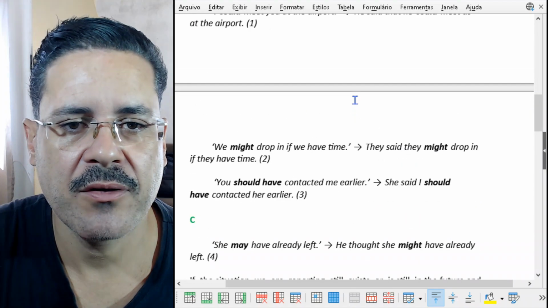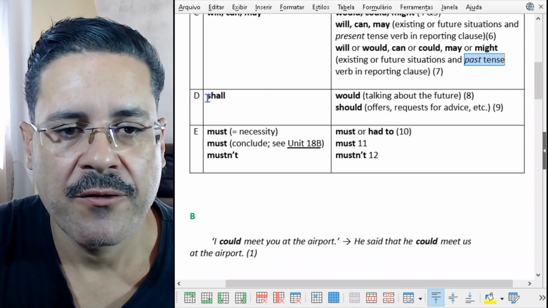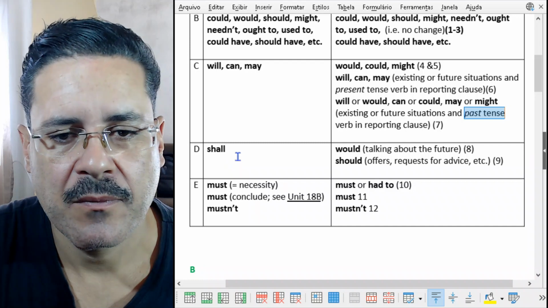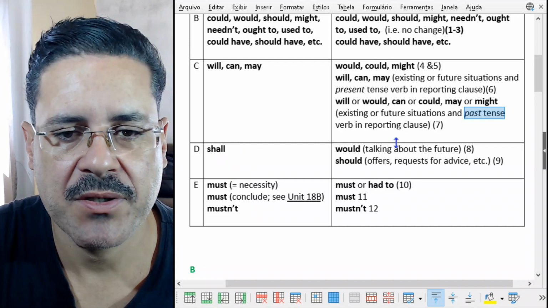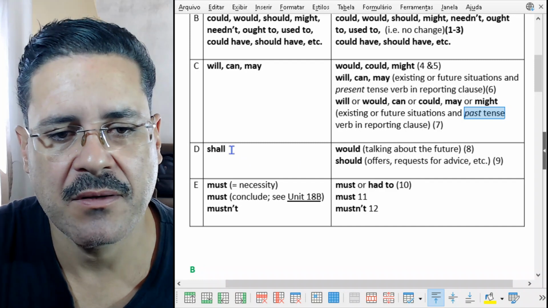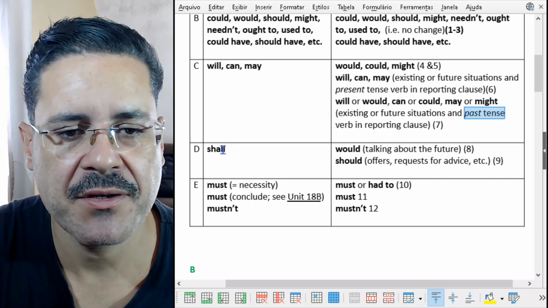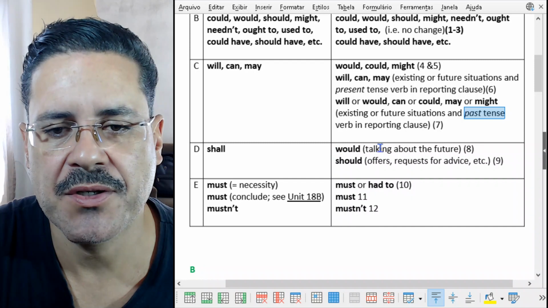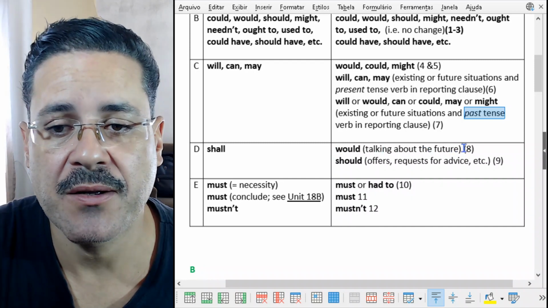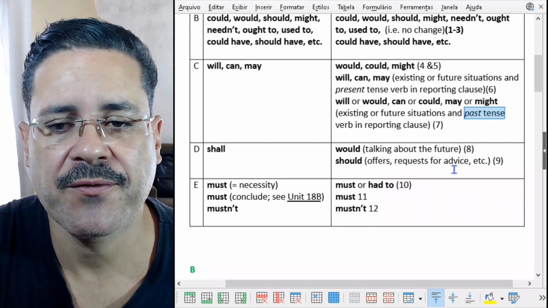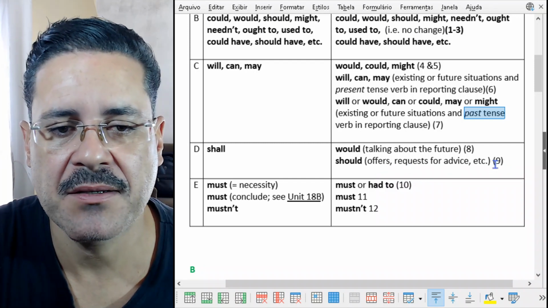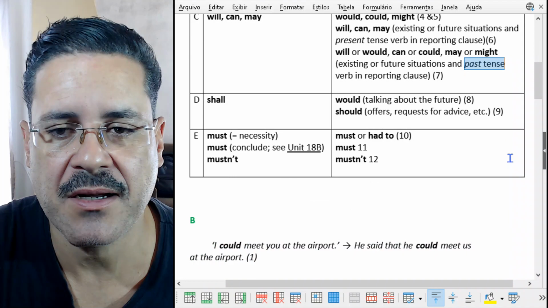Okay, now moving on to section D. For shall, it's almost not used nowadays, but okay, if we've got the verb shall in the original statement, we should use would, talking about the future, or should, talking about offers, requests for advice, etc. 8 and 9. And let's check this out.